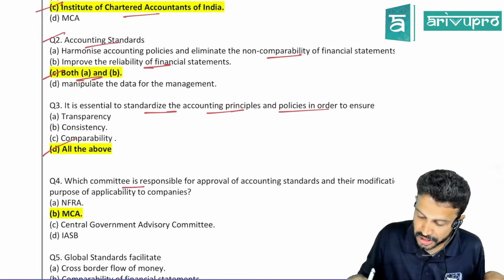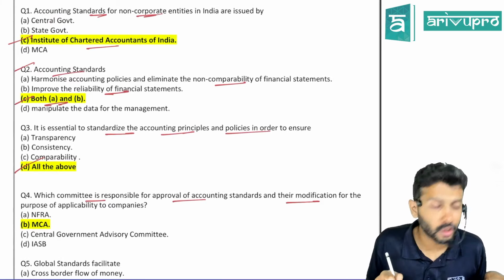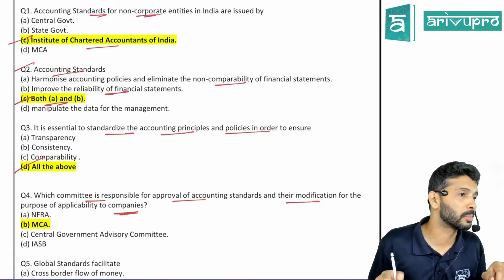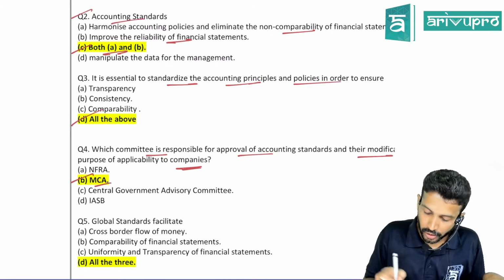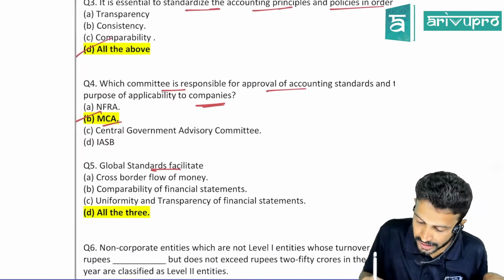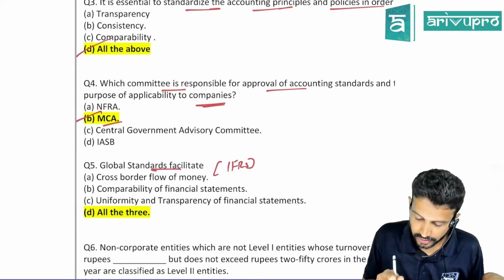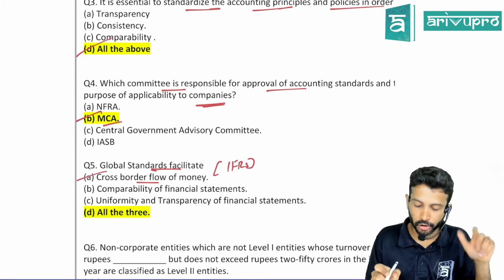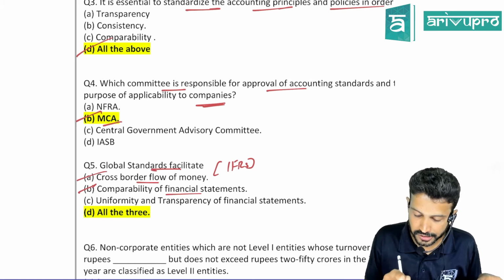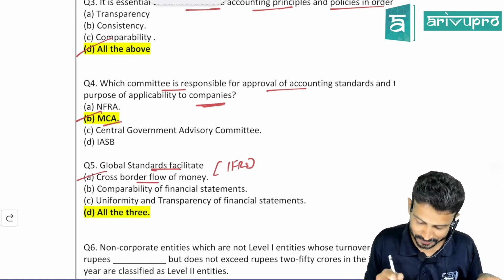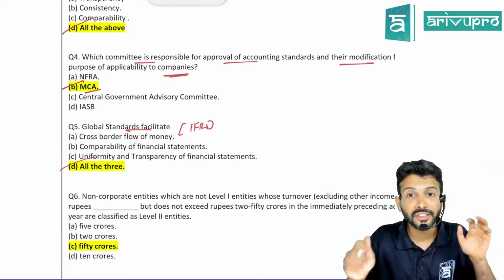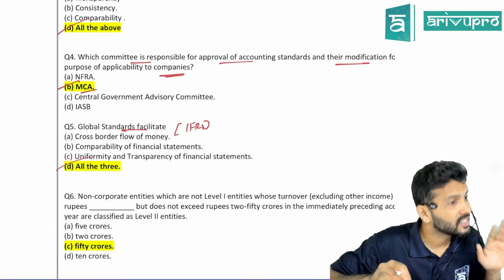Which committee is responsible for approving accounting standards applicable for companies? For companies, it is the Ministry of Corporate Affairs, MCA. Global standards, meaning IFRS or Ind AS, facilitate cross-border flow of money, comparability of financial statements, uniformity, transparency, or all of them. Looks like all. Sir, these questions will come, sir. These questions are there in your study material.